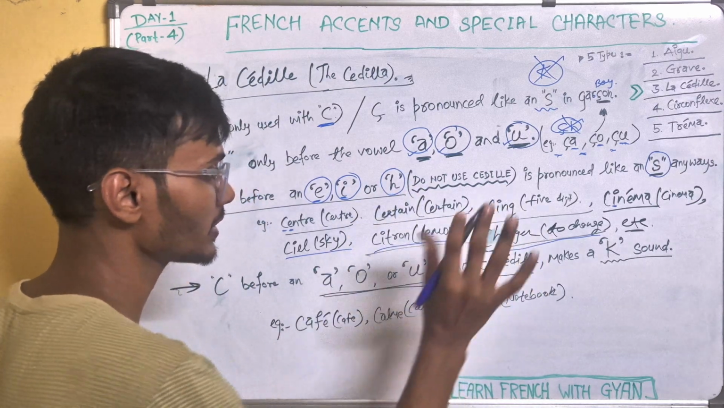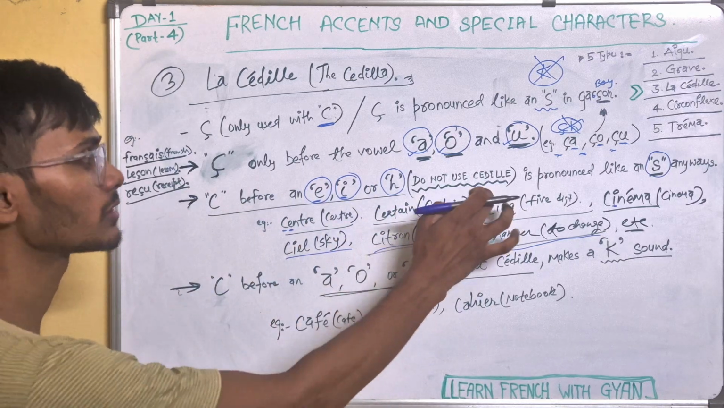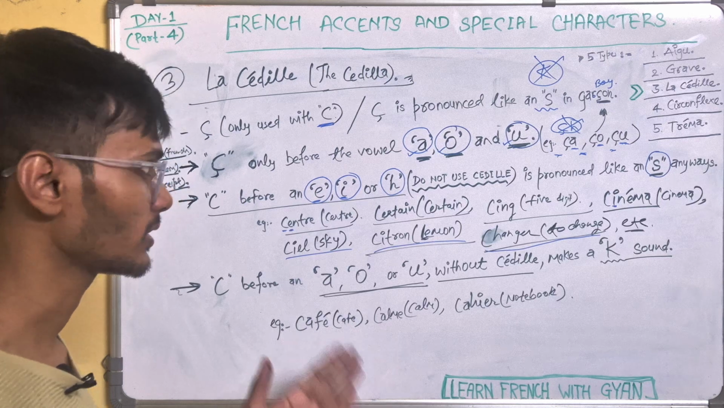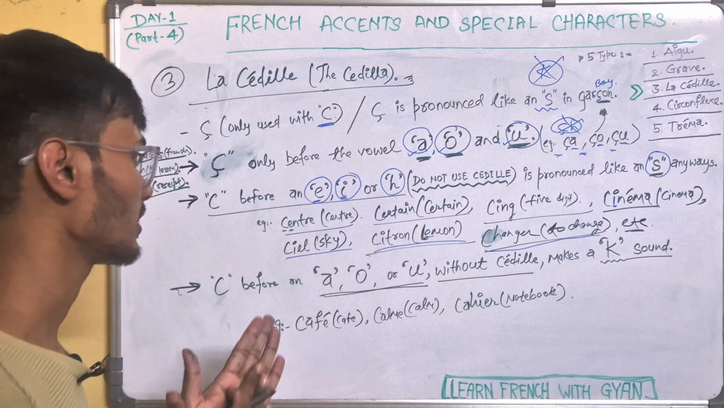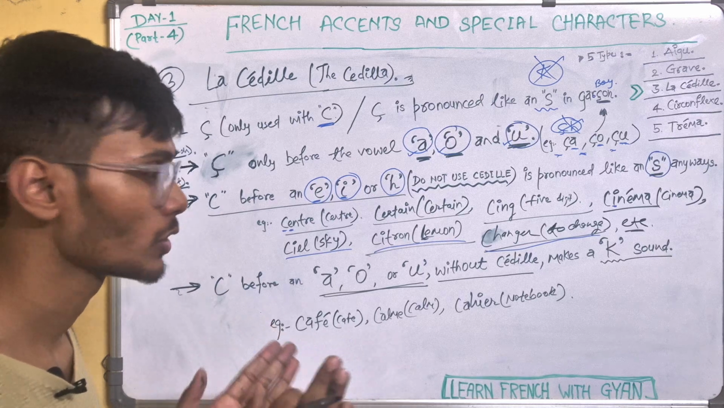So yes, this is correct. This part is very correct, that you are not supposed to use the cedilla with these vowels that are coming after this C. So C is before them, so the cedilla would not be there.